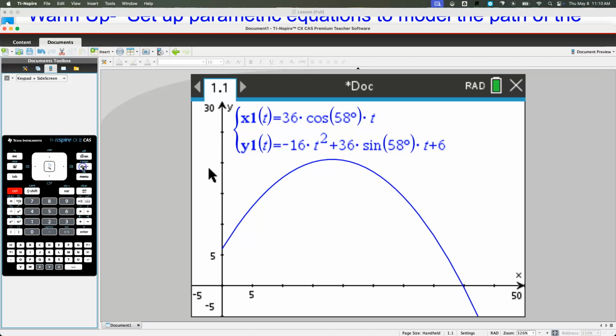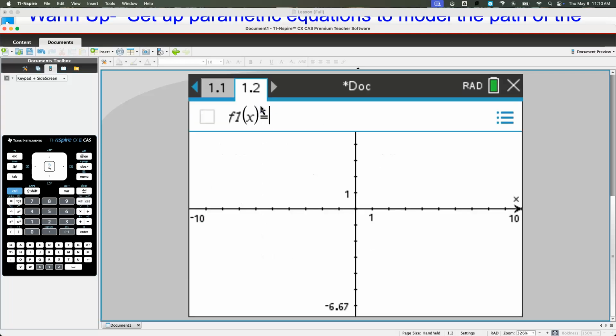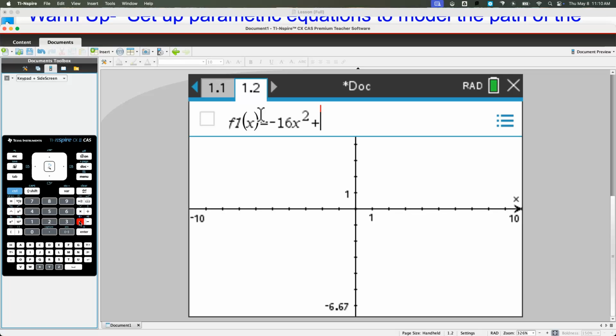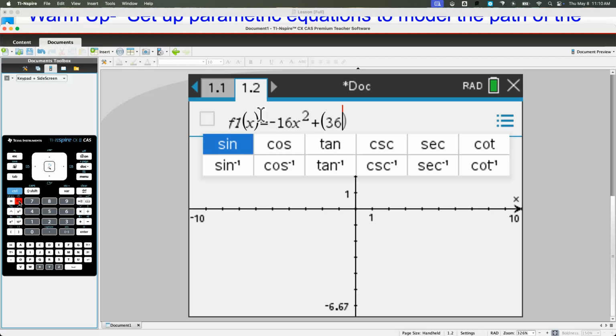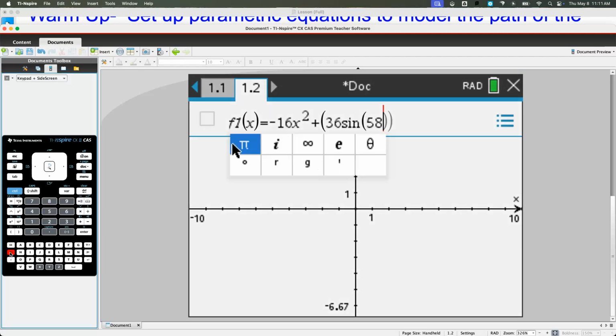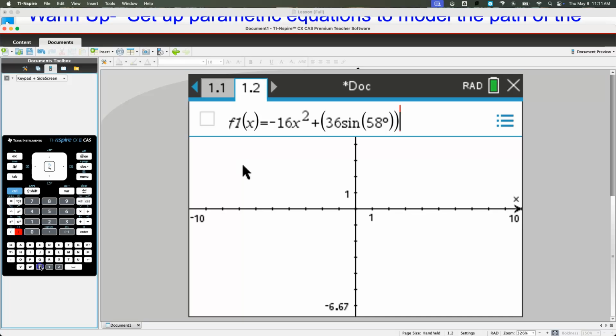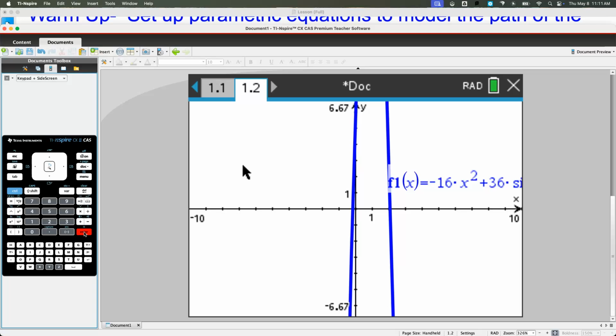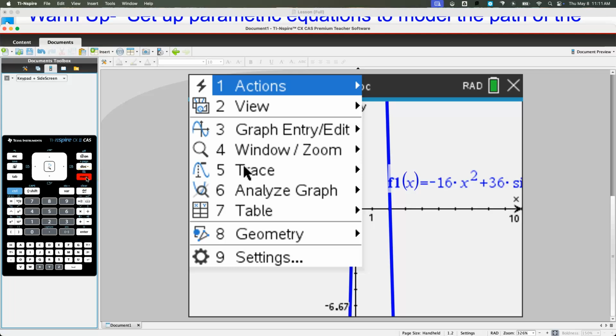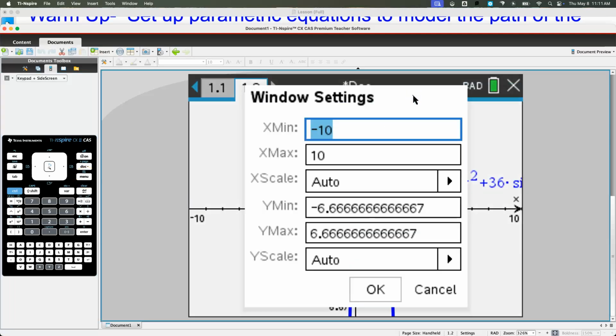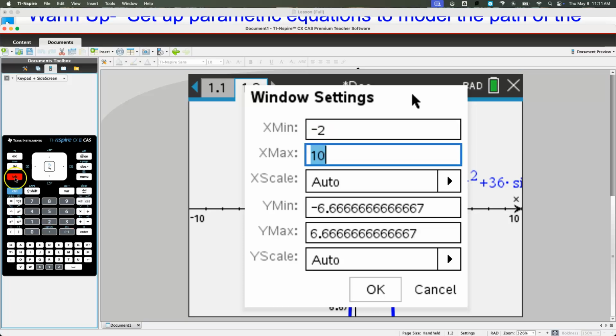and we need to just graph now in function mode the y function. So that was negative 16 times, instead of t squared, I'm going to go with x squared this time, plus 36 sine of 58 degrees times t, but instead of t, I'm going to go with x plus 6. So when I graph that one, that now tells me a couple of different things. First, let me adjust my window here. Window zoom, window settings. X's, I can go from negative 2 to 5 by 1s. Y's, I can go from negative 5 to 30 by 5s.